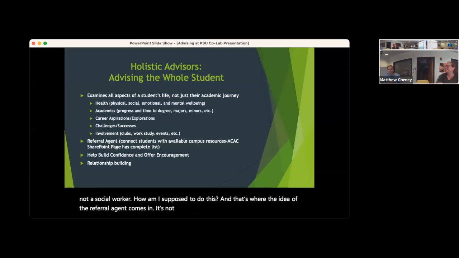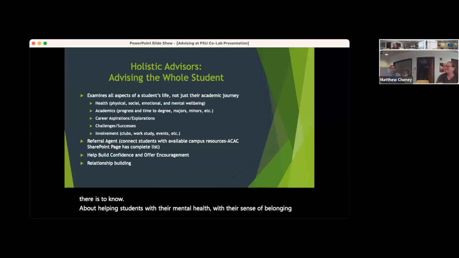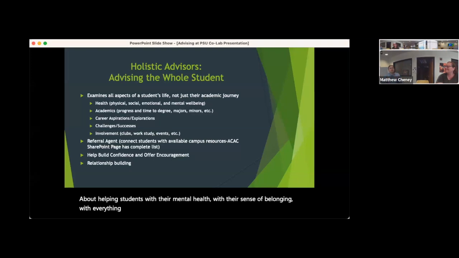It's not that you're supposed to know everything there is to know about helping students with their mental health, with their sense of belonging, with everything. It's rather that we know the university. We know that there are lots of resources here. And educating ourselves better on who does what and what resources are available means we're able to then help students connect with those things when they need them.